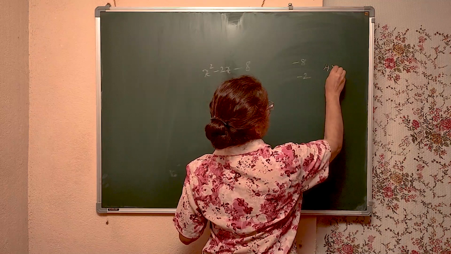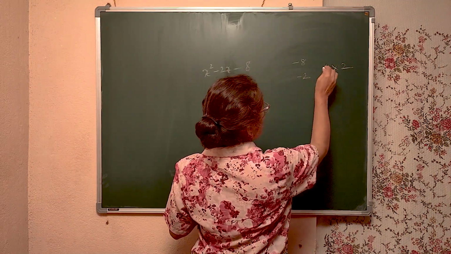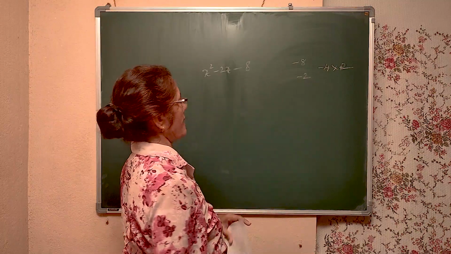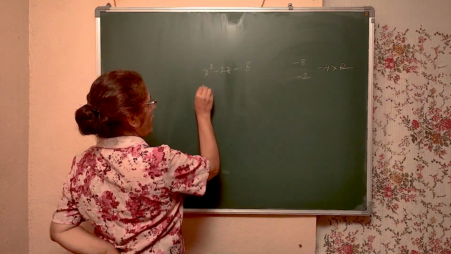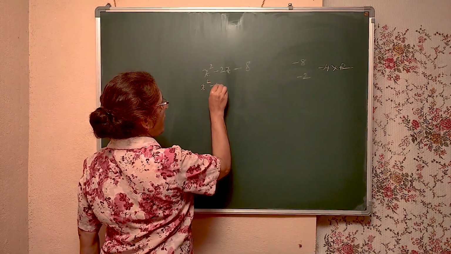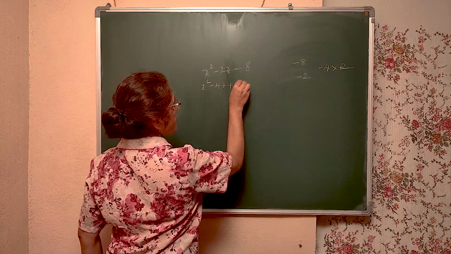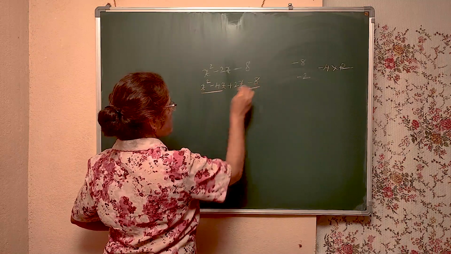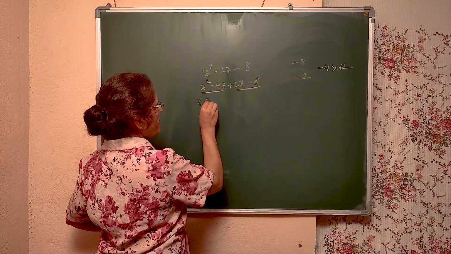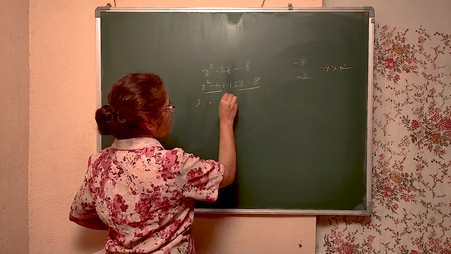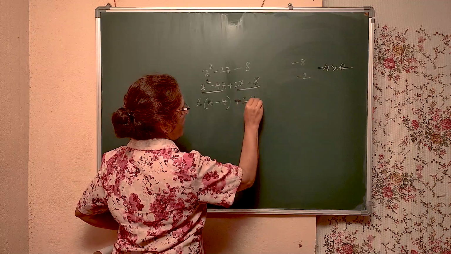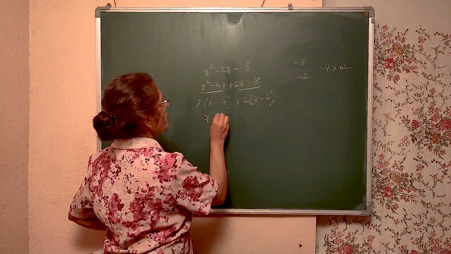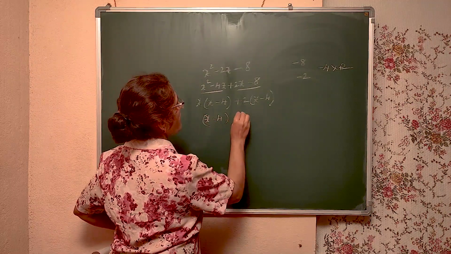4 into 2. Since you have to get minus 2, minus 4 plus 2. So product is minus 8, right? So x square minus 4x plus 2x minus 8. So I take out the common, x minus 4 plus 2 is common, x minus 4. So what are the two factors? x minus 4 and x plus 2.